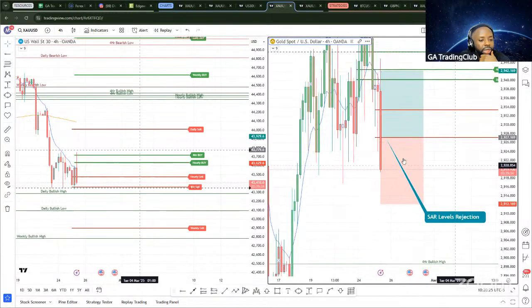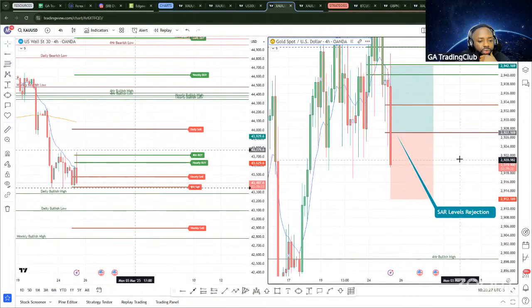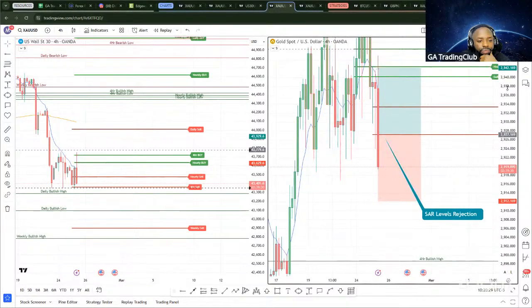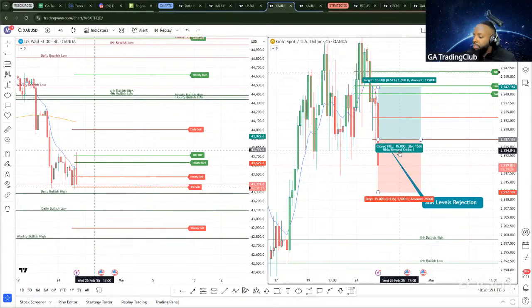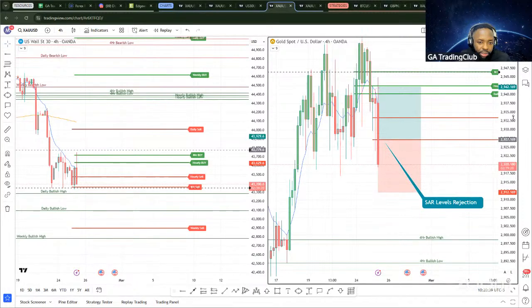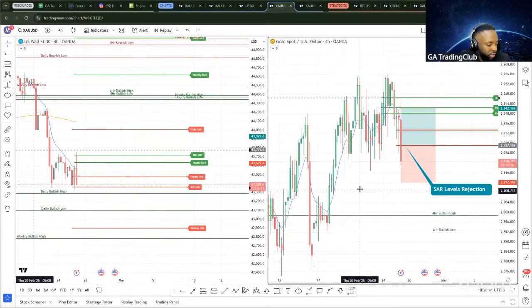So I did say if we break down this, if we break through this wicks right here, we'll possibly end up melting to the downside and possibly hit or get taken out of this trade. But it's a nice entry here on the 4-hour.